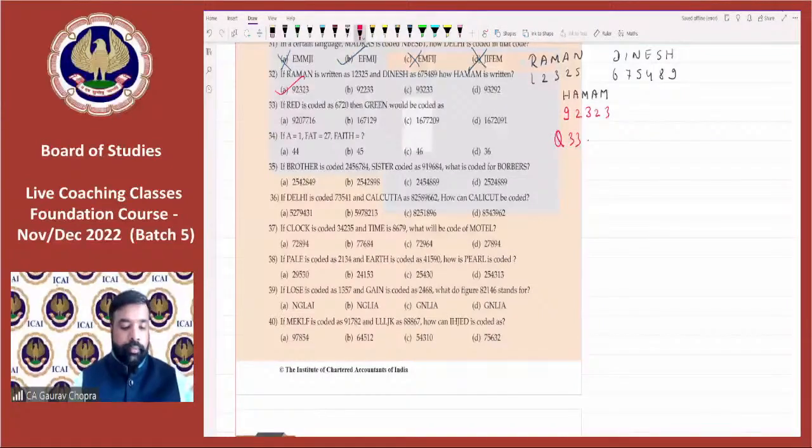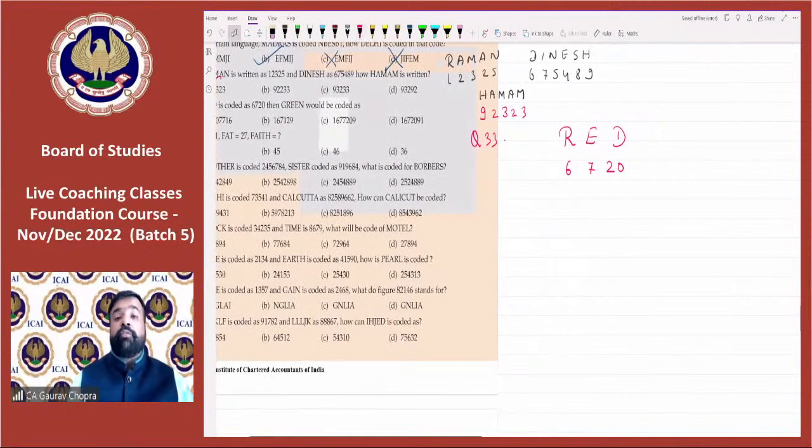Question number 33. Red is coded as 6720. Then green would be coded as? So we have to find the code word for green. If we see, what are the code numbers for RED? R is simply 18, E is 5, and D is 4. Now we can clearly see the logic.